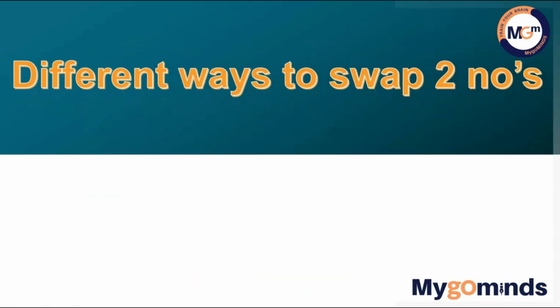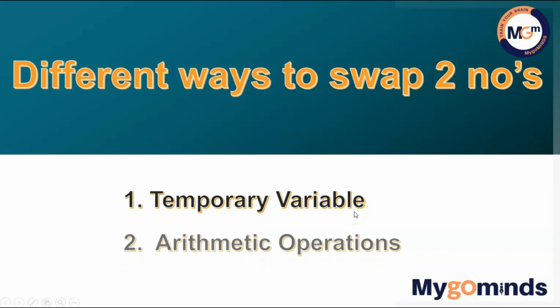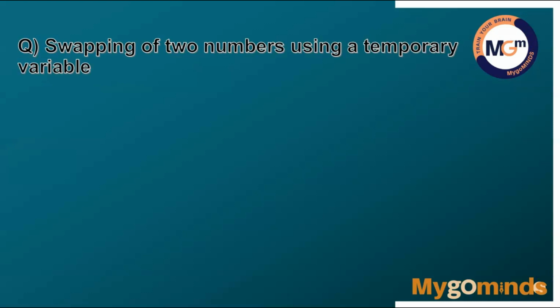In Python we have three different ways of swapping two numbers: one is a temporary variable, another is using arithmetic operations, and also tuple unpacking. In Java, C, C++, you can use the temporary variable and arithmetic operations ways to swap the numbers, but tuple unpacking is a method which is only available in Python. So using a temporary variable, let us swap two numbers.